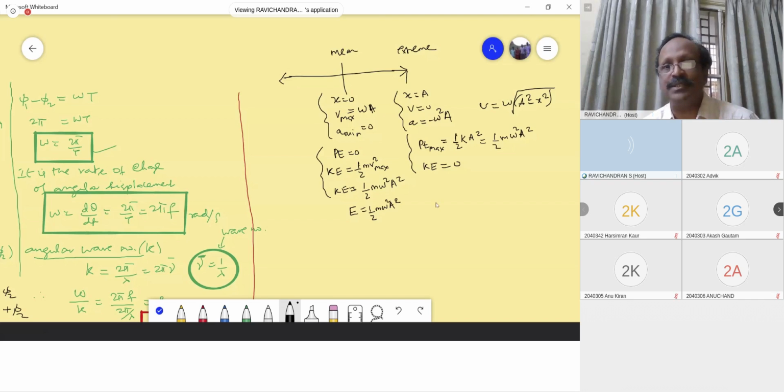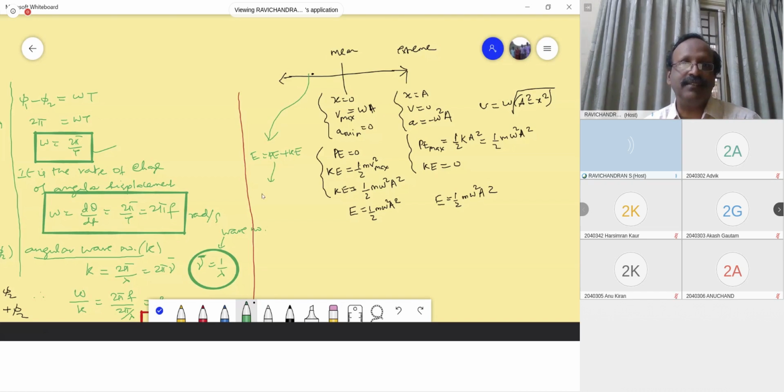Even here also, E is equal to half m omega square a square. Anywhere in between also, if you take, let us say, some point somewhere here, the total energy is the potential energy plus kinetic energy.